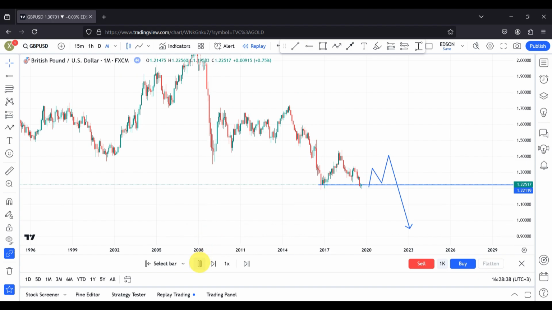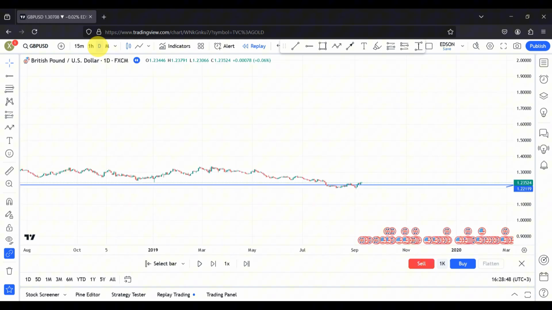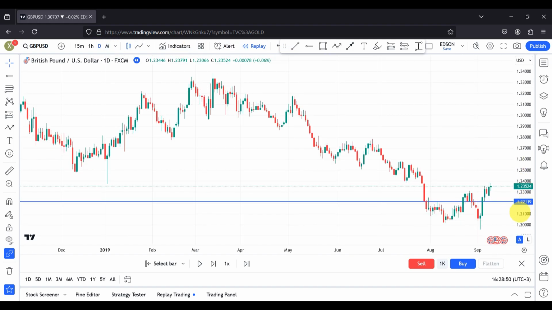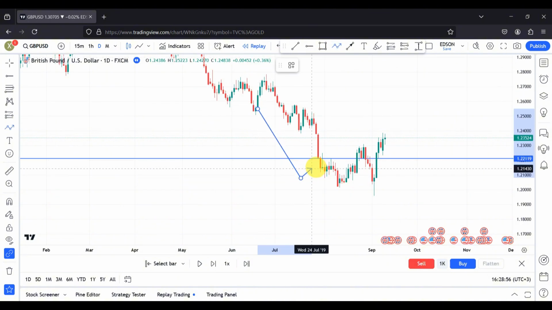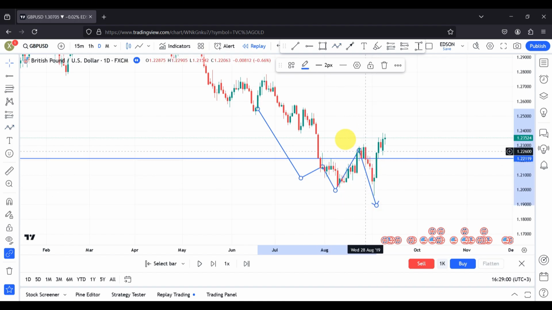Now, after having this knowledge, we then go to the daily time frame to find areas of liquidity. On the daily time frame, we can see that this market was also moving in a downtrend. And the way that it was moving, we can see right here, we already have a daily shift.